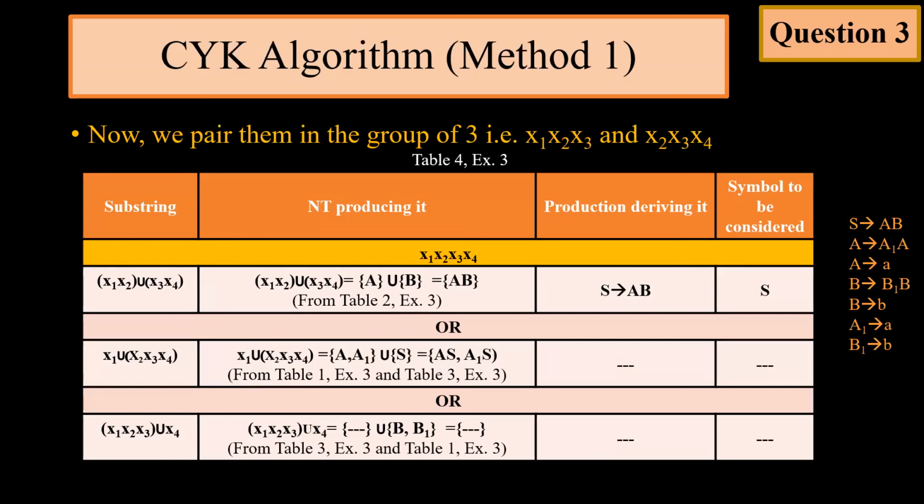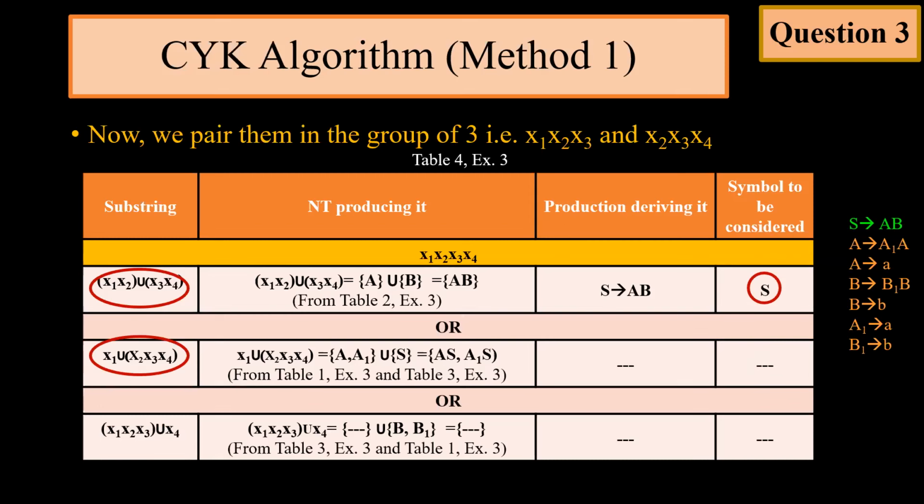Now we come to the case when we are considering four symbols x1, x2, x3 and x4. In this case, we will have three cases. One is x1, x2 in union with x3, x4. Corresponding to that, we get AB, and since we have a production which is derivable for AB, that is capital S, we will consider this.